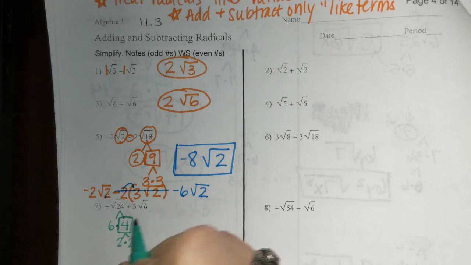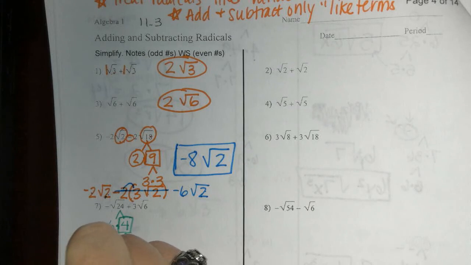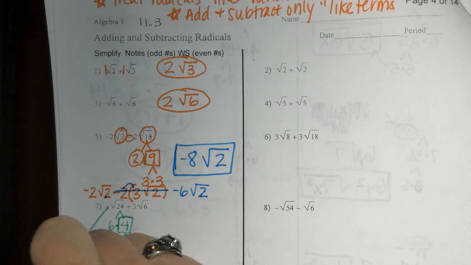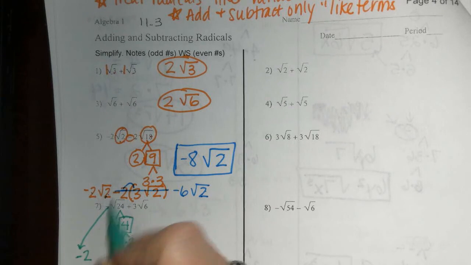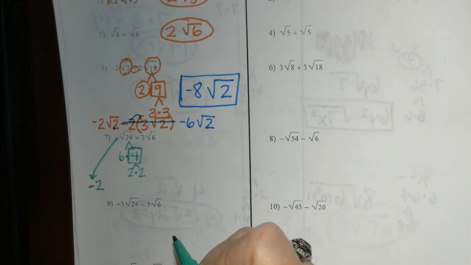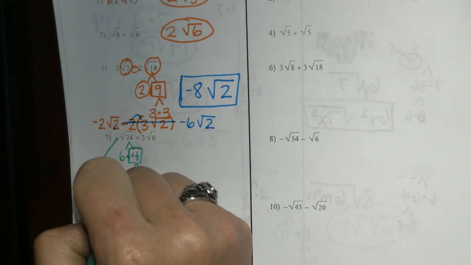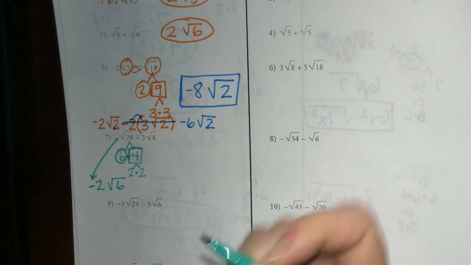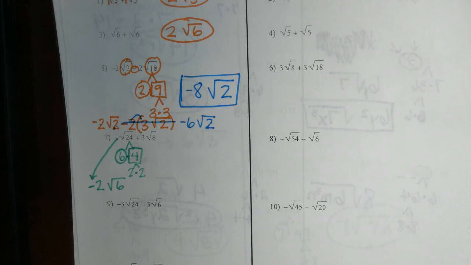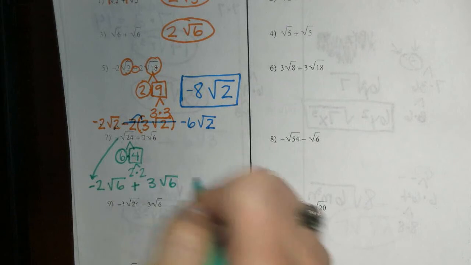So now we're going to pull that 2 out. And I'm going to go ahead and bring this negative in front of it because I would be multiplying it by that at the end anyway. So negative 2 times the square root of 6, because I still had this 6 that I needed to put under a radical. Plus 3 square root of 6.